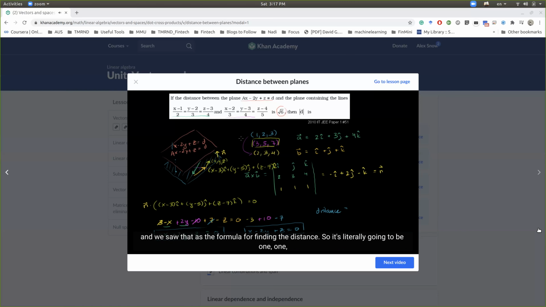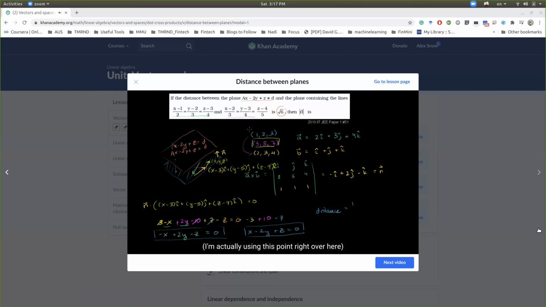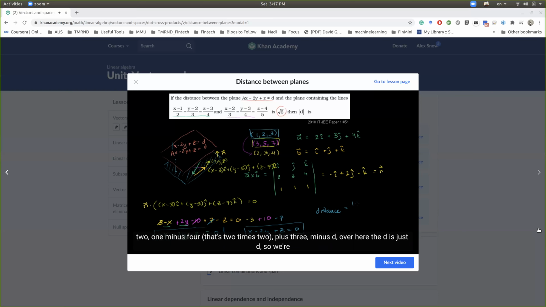So it's literally going to be 1. I'm actually using this point right over here. It's going to be 1, because we just have 1x, so it's just going to be 1 minus 2 times 2, 1 minus 4, that's 2 times 2, plus 3, minus d. Well, here, the d is just d, so we're just going to write minus d, just like that.